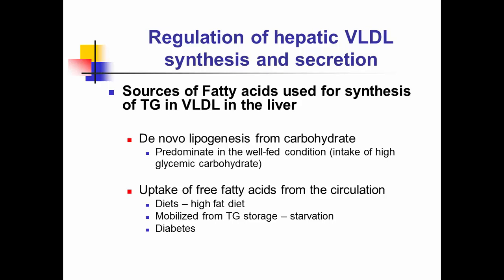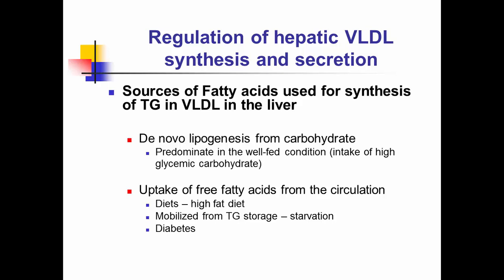The second source of fatty acids in the VLDL is the uptake of free fatty acids from the circulation. For example, if we consume a high-fat diet, we have a lot of fatty acids in the circulation that initially come from the diet. And these fatty acids can be directly picked up by the fat tissue and by the liver, and converted to triglyceride. So this is the second source.